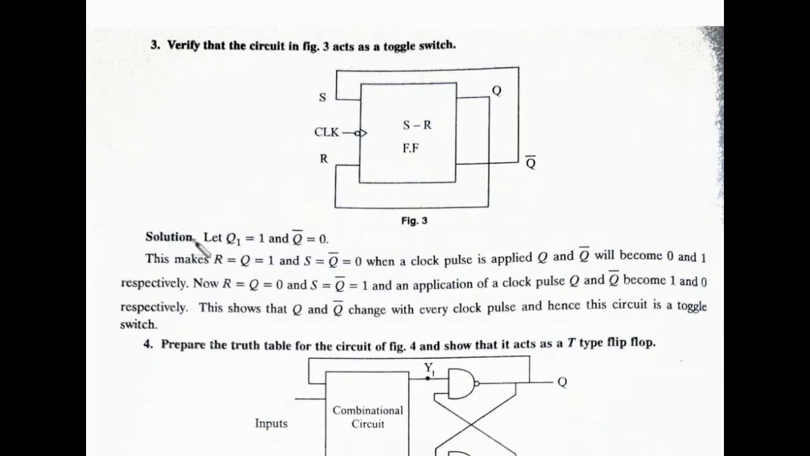To verify this, we assume that Q equals 1 and Q bar equals 0. If Q is 1 and Q bar is 0, this makes R equal to Q equal to 1 and S equal to Q bar equal to 0. When a clock pulse is applied, Q and Q bar will become 0 and 1 respectively. Now R equals Q equals 0 and S equals Q bar equals 1, and on application of the clock pulse, Q and Q bar become 1 and 0 respectively.